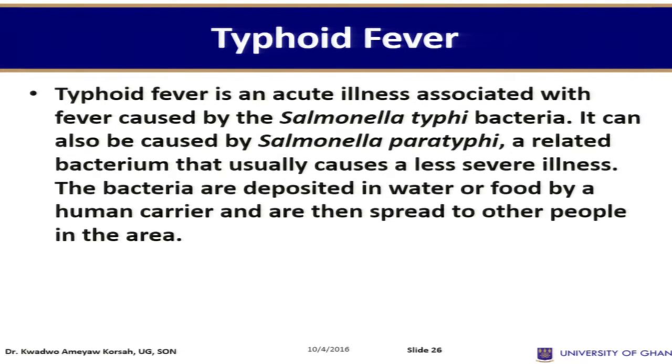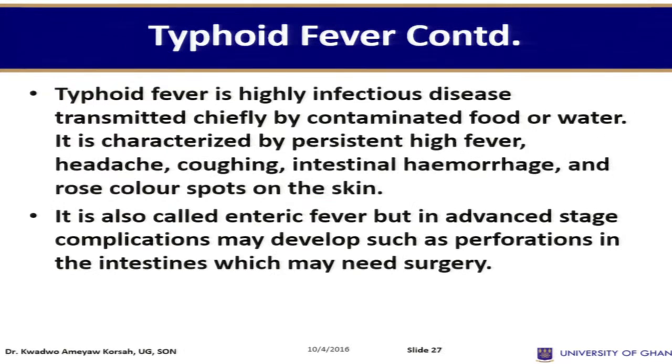And the bacteria are deposited in the water or food by a human carrier and are then spread to other people in the area. So typhoid fever is a highly contagious or infectious disease transmitted chiefly by contaminated food or water, and it is characterized by persistent high fever, headaches, coughing, intestinal hemorrhage, and even rose-colored spots on the skin. And it's also called enteric fever, but in advanced stage, complications may develop, such as perforations in the intestines, which may need surgery to be done.